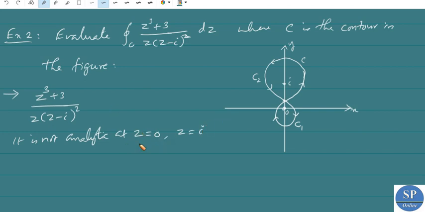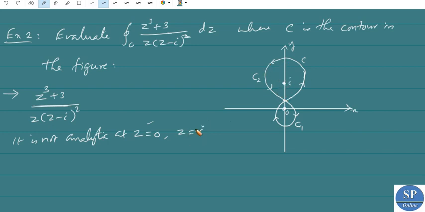So checking these points, we know z equal to 0 is here and z equal to i is here. If we consider C1, then z equal to 0 lies inside C1 and z equal to i lies outside C1. Now if we consider C2, we can say that z equal to 0 lies outside C2 and z equal to i lies inside C2.